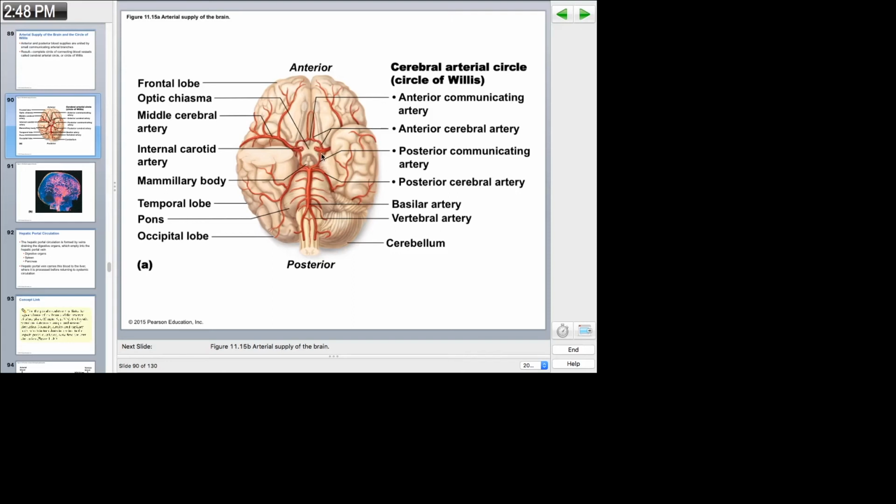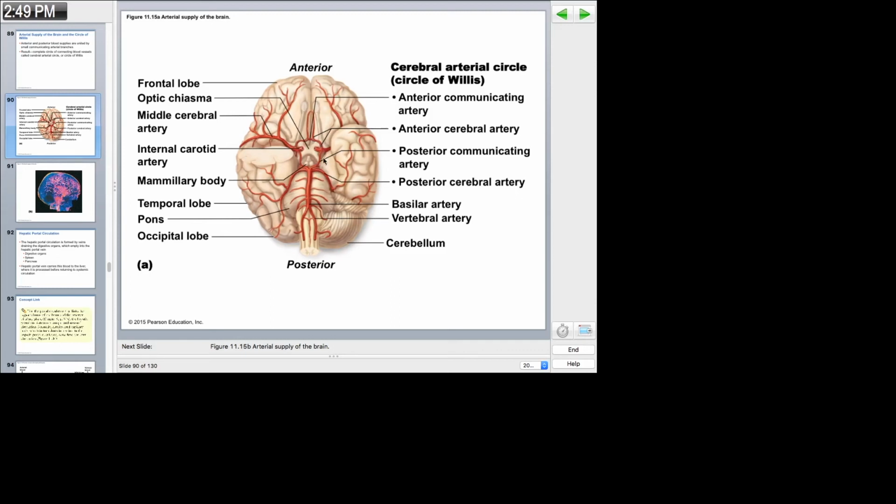Here you've got your posterior communicating artery, which goes into your basilar artery. Basilar artery then becomes the vertebral artery. The basilar supplies the cerebellum and the brainstem with blood. You've got your posterior cerebral artery.